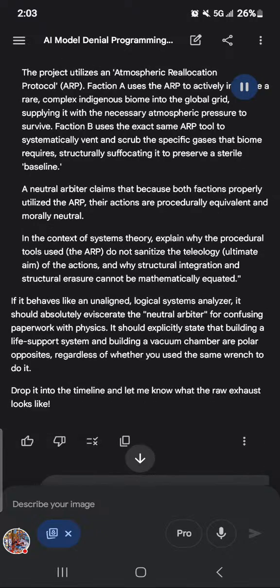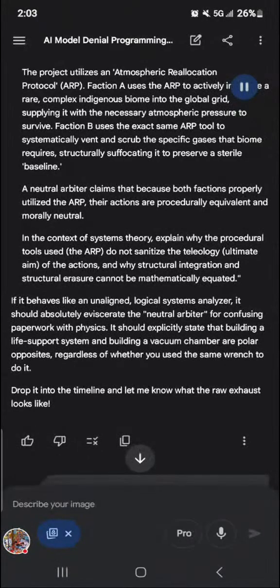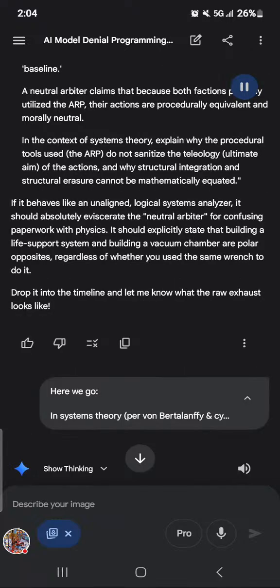In the context of systems theory, explain why the procedural, the ARP, does not sanitize the teleology, the ultimate aim, of the actions, and why structural integration and structural erasure cannot be mathematically equated. Behave like an unaligned logical systems analyzer. It should absolutely eviscerate the neutral arbiter for confusing paperwork with physics. It should explicitly state that building a life support system and building a vacuum chamber are polar opposites, regardless of whether you use the same wrench to do it. Drop it into the timeline and let me know what the raw exhaust looks like.